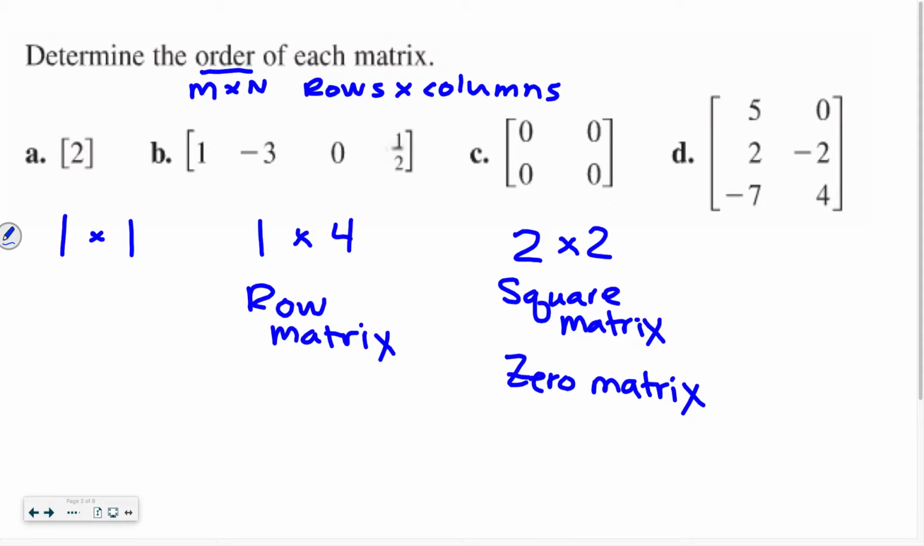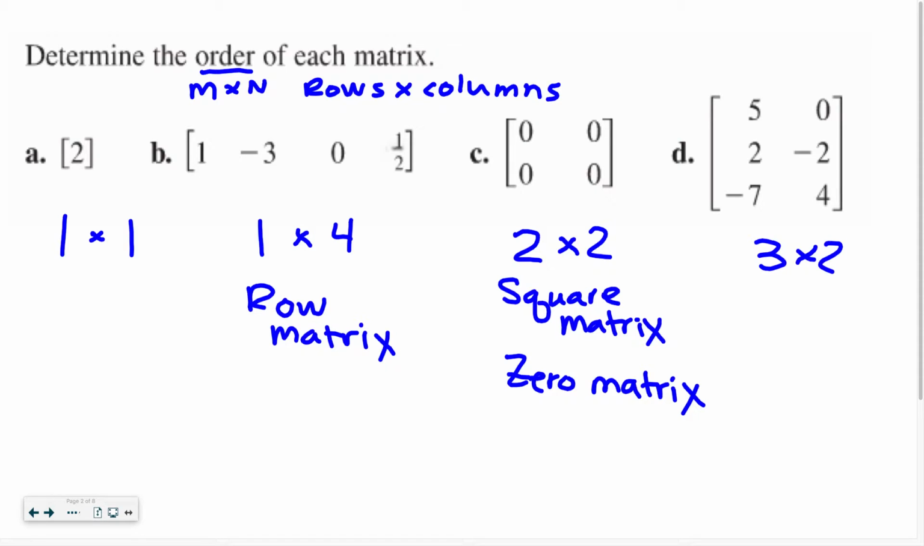All right, and the last one. Let's see. Campbell, what did you guys say for D? 3 by 2. Okay, so count your rows. There are 3 horizontal rows, and there are just 2 columns. How many entries are in the 3 by 2? 6, right? The number of rows times the number of columns gives us the number of entries, so there's some connection there.